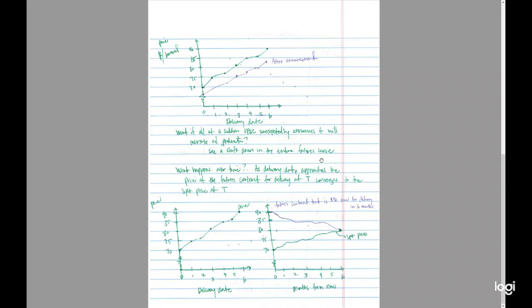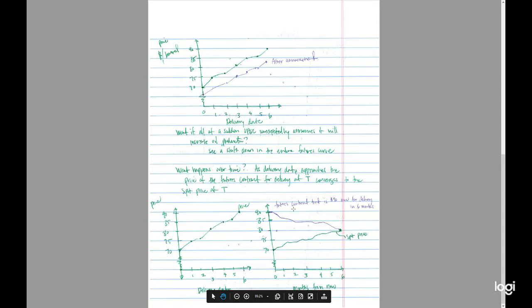What happens over time? As the delivery date approaches, as we get closer to the expiration date of these futures contracts, the price of the futures contract for delivery at T converges to the spot price at capital T. So capital T being the expiration date. So here we have on the left the graph of the futures price increasing. And here we have months from now on the right.